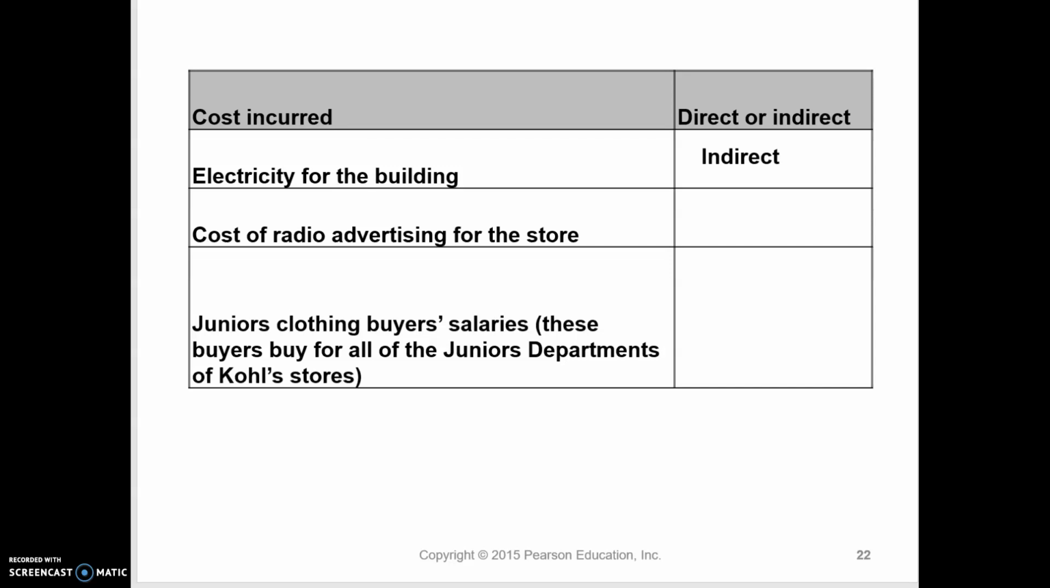Cost of radio advertising for the store, that would be an indirect cost. It benefits the whole store. The junior clothing buyers' salaries. So these would be the buyers in the corporate department. So the corporate headquarters for Kohl's is in Wisconsin, and there's somebody there that does the purchasing for all of the juniors' clothing that goes out to all of the Kohl's locations around the U.S. Some of those clothes that the buyer picks out are going to be for this Medina location. So that's going to be an indirect cost of the juniors department of the Medina store.